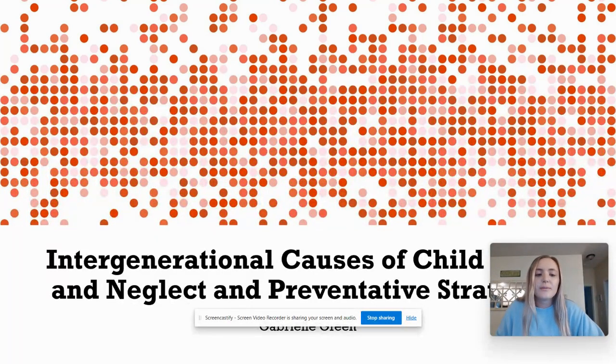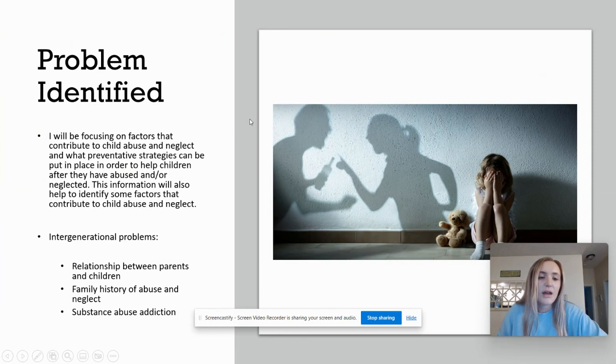So, today I'm going to be discussing intergenerational causes of child abuse and neglect and preventative strategies. I will be focusing on factors that contribute to child abuse and neglect and what preventative strategies can be put in place in order to help children after they have been abused and or neglected. This information will also help to identify some factors that contribute to child abuse and neglect.